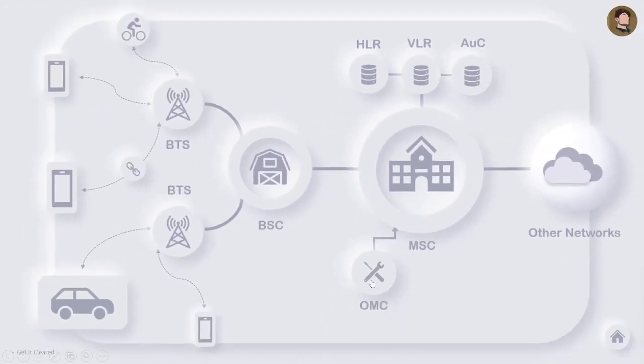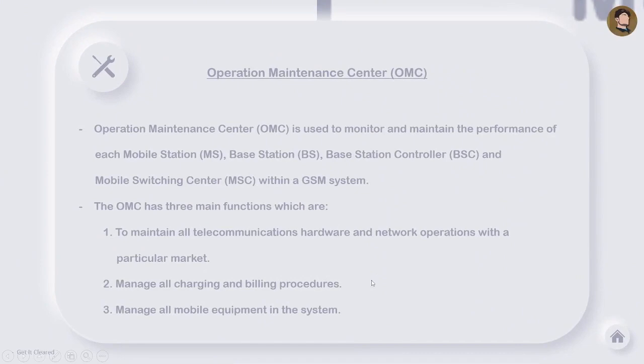Now let's talk about the OMC. OMC stands for Operation Maintenance Center. It's like a maintenance center which looks after software updates and all this stuff, right? Because every system architecture uses some kind of software, and the software has to be updated every now and then, and that upgradation is taken care of by the OMC, because as it's also written over here, it monitors and maintains the performance of the MS, BS, BSC and MSC.